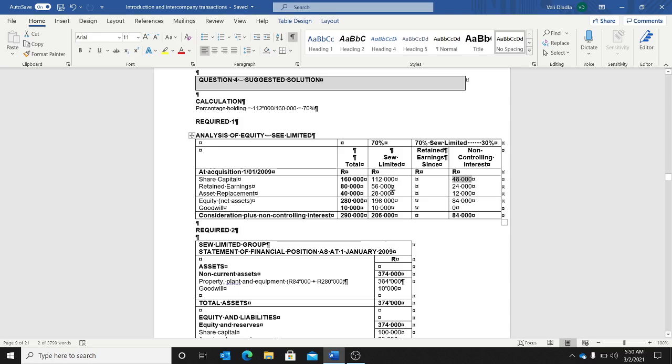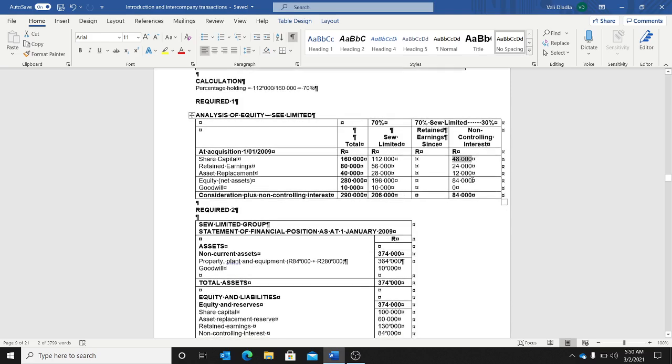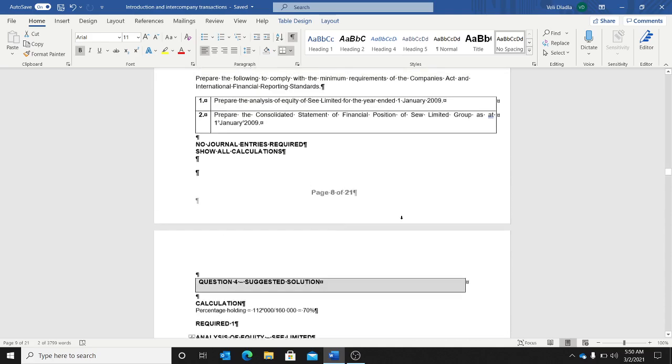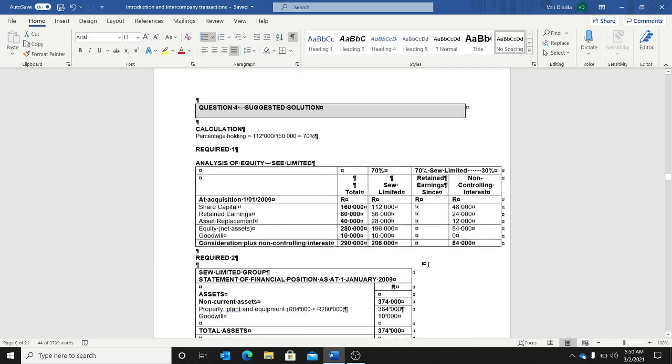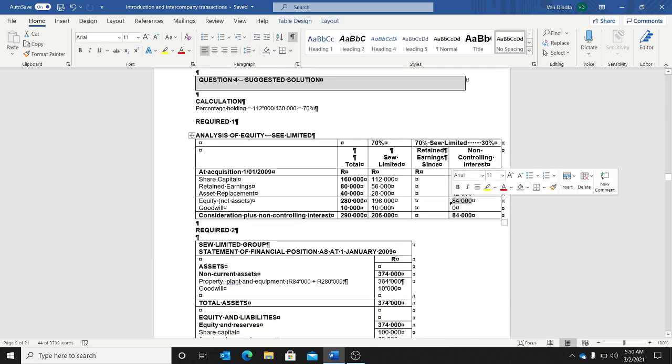You apportion the retained earnings, you apportion the asset replacement. Now you'll see here, it's 84. You don't adjust. There's no adjustment here. You take it to 84 because here there's nothing that talks about the fair value. If there's nothing that talks about the fair value, you don't adjust here. You just take the figure as it is. You say, it's correct as it is, so there's no adjustment. Okay. Now let's come here.